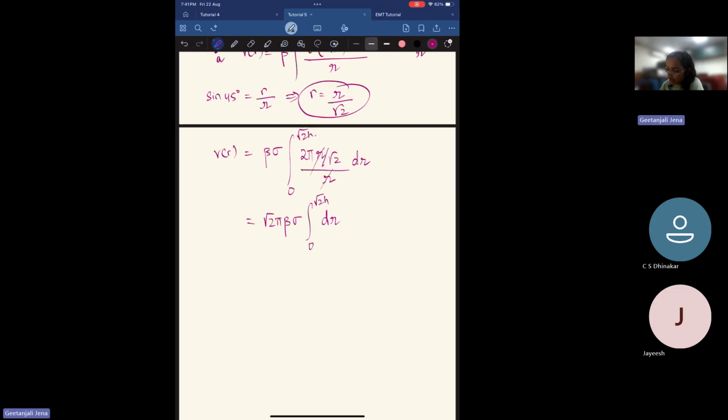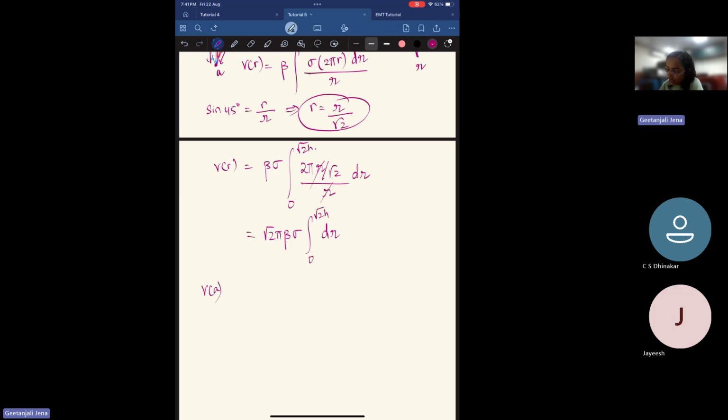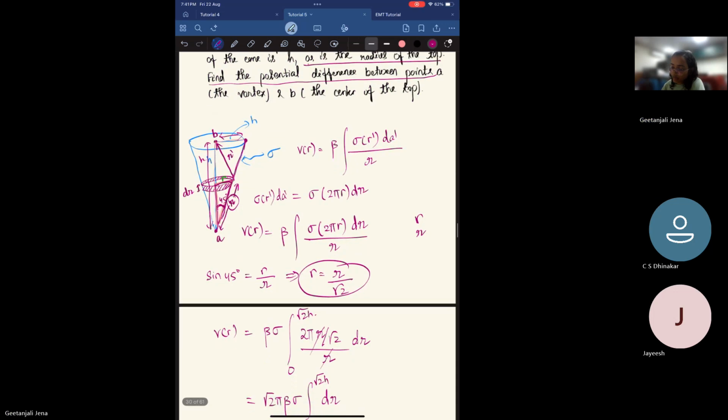So this is at the point A, right? We are calculating at the point A what is the potential. This will give 2 pi beta sigma h, or sigma h by 2 epsilon. This is at the vertex. Now we'll see what will be the potential at the center of this top.